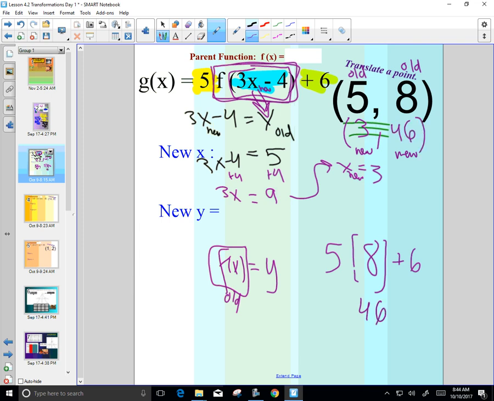So (3, 4, 6) is the point that's translated using this formula. Done. Did you have to learn the up and down, the left and right, the stretch and shrink? Did you have to learn those? No. You just have to know this inside equals the old x, take the old y, and do the outside operations to it. Let's do a couple more.